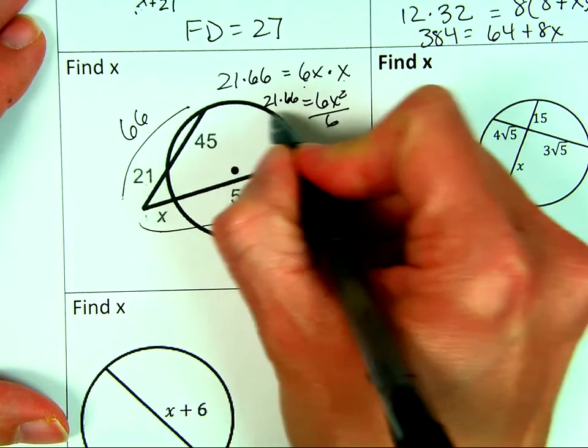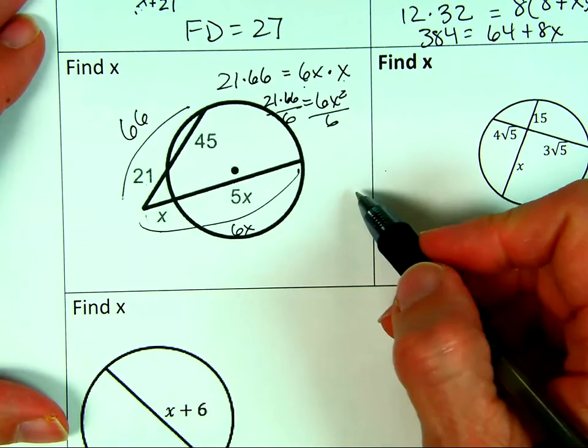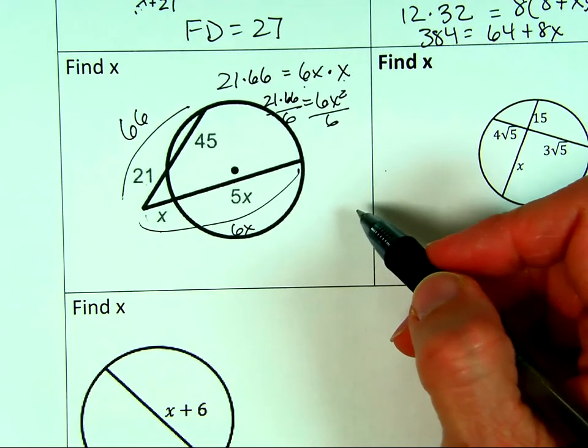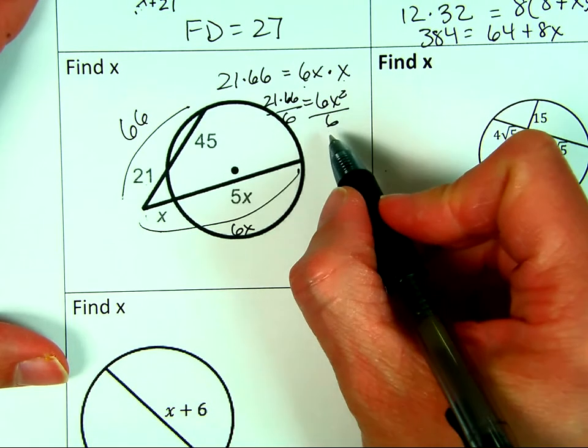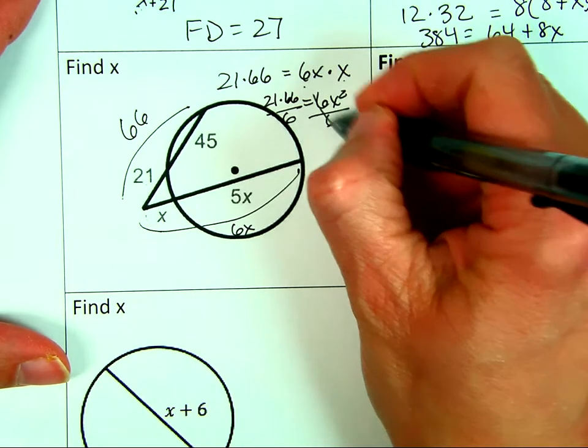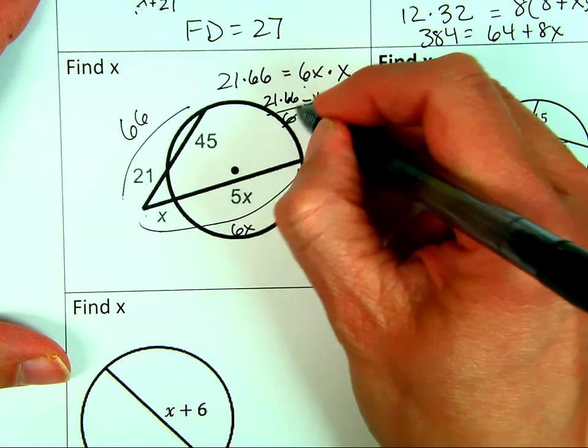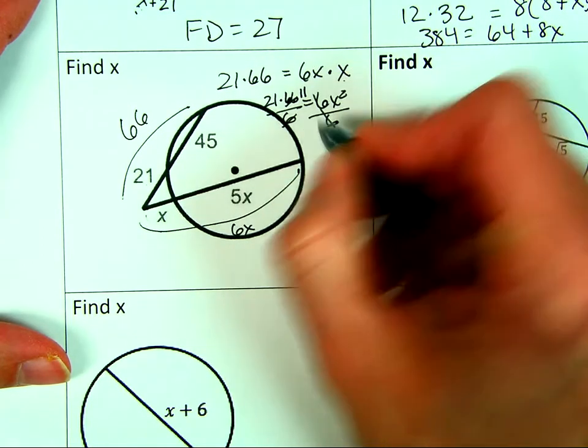If I divide both sides by 6. Now the reason I'm dividing both sides by 6, even though it's quadratic, is because I'm missing an x term, which means I can get x squared alone and then just square root both sides. So when I divide this by 6, those cancel out. 6 goes into 66 11 times. So now I have 21 times 11.